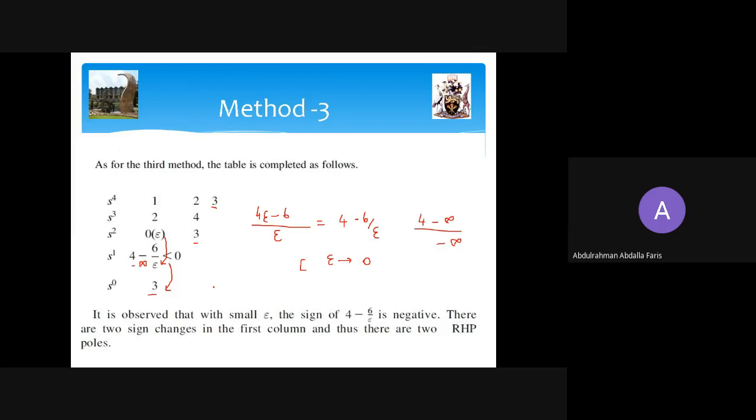So for all three methods, they produce the same results, as in the system is unstable and we have two poles on the right hand side.